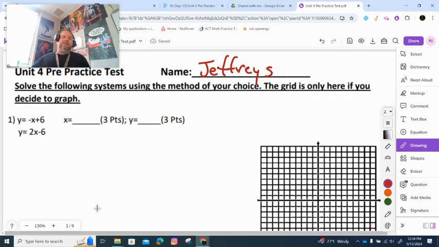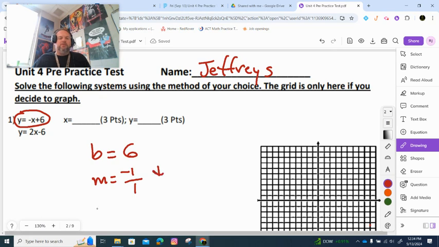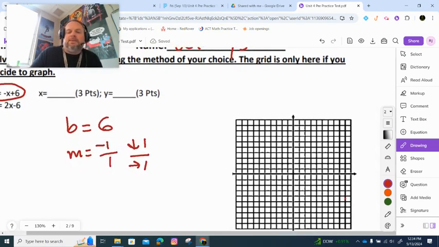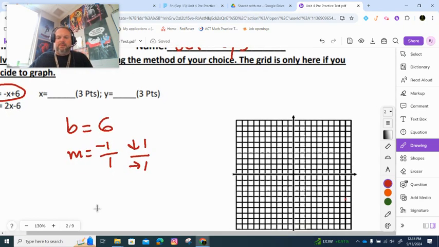If we're looking at these, yes, you can solve number one by graphing, or you could do substitution. If you were doing graphing, the top one is b is 6. Your m is negative 1 over 1, which means down 1 to the right 1. Now, 1, 2, 3, 4, 5, 6. You don't have to graph it.